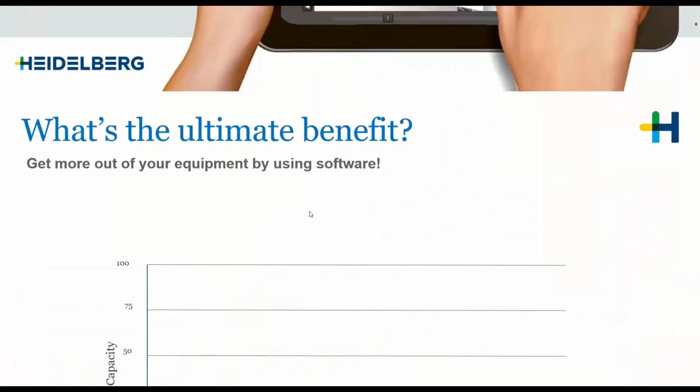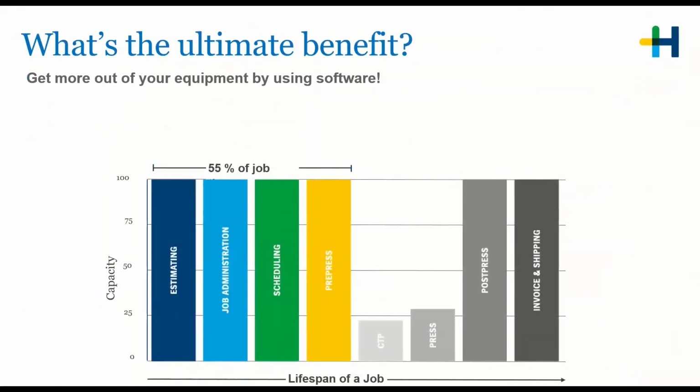So, as we discussed last time, what's the ultimate benefit of all of this software doing what it does? Well, it's to get more out of your equipment by using the power of software. And that's because over the lifespan of a job, from an inquiry, an estimate, all the way through to invoice and shipping, over 55% of the processes of a job occurs before you even make a plate.